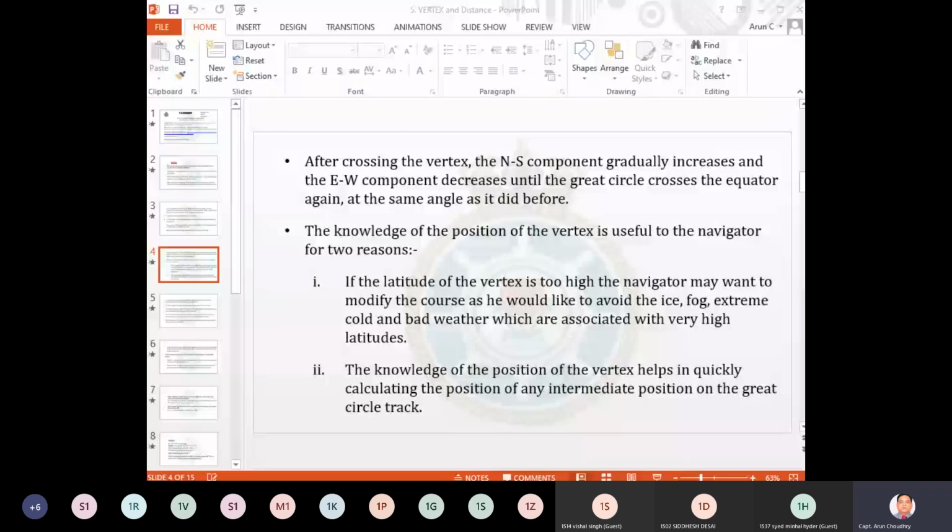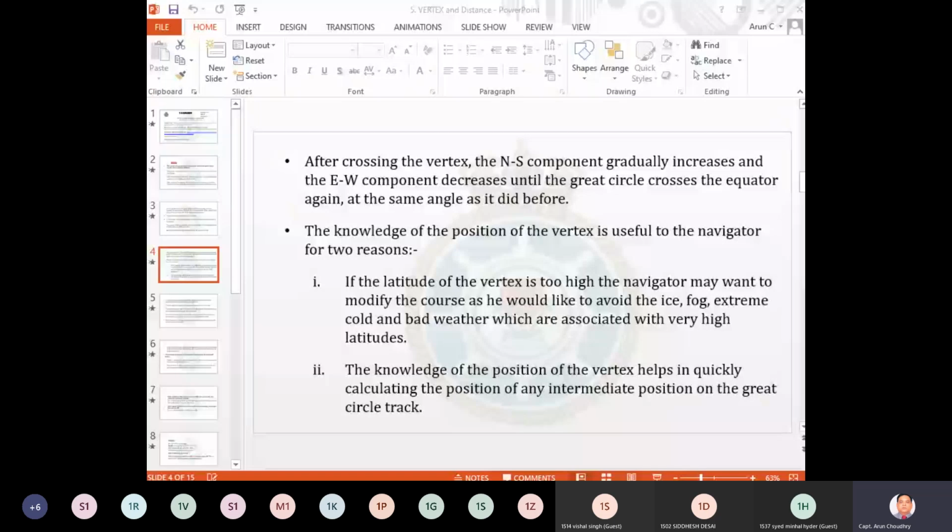You will study later in the third year what the problems are with these very high latitudes: your deck lines get frozen, that means water lines and all those get frozen. The morale of the crew becomes low because of that very cold temperature. That is the reason we sometimes avoid going to the higher latitudes. And this is the reason we also want to know what the vortex is, so that we know the maximum latitude during the course of our voyage.